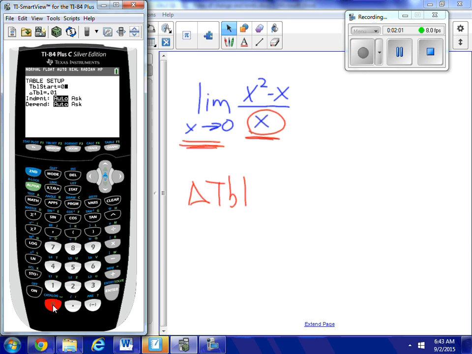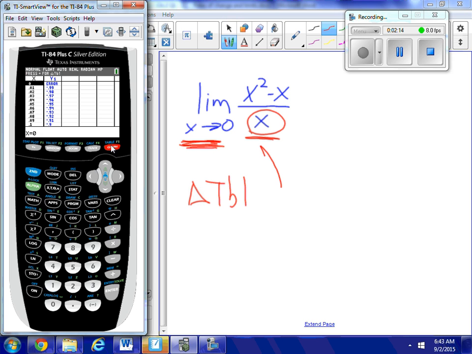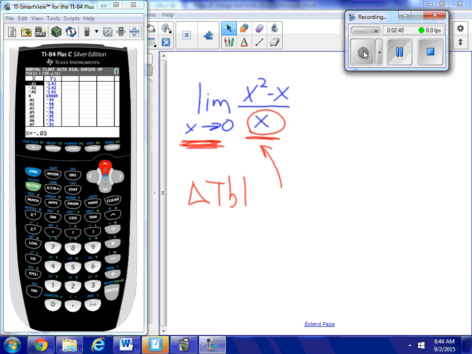So I started it with 0.01, and now I'm going to go 2nd, and above graph it says table, and there's my table. You can see that it starts at the number 0, and there's an error there, which makes total sense, because when x is equal to 0, I have a denominator equal to 0. Let's go up a little bit, and I see that if I'm approaching 0 from the negative side, my numbers are getting very close to -1. And if I'm approaching 0 from the positive side, my numbers are also getting very close to -1. So I would say it's a pretty safe bet that my answer to this is -1.